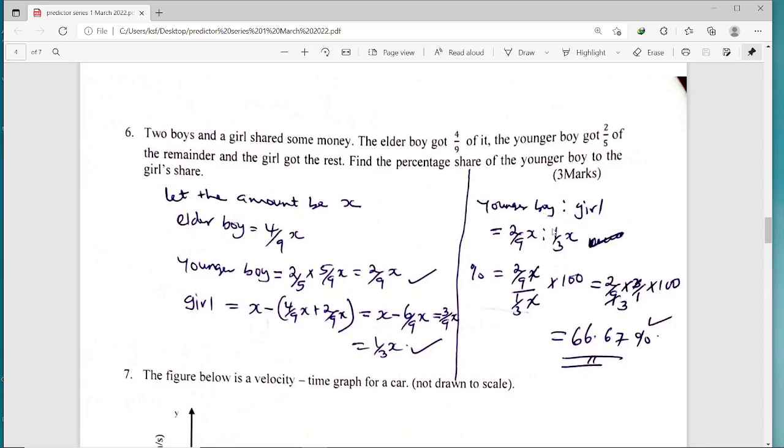So the ratio is 2 over 9x divided by a third x. The x and x will cancel. We shall remain with 2 over 9 times 3 over 1 times 100. That gives you 66.67%. So that is the percentage share of the younger boy to the girl.